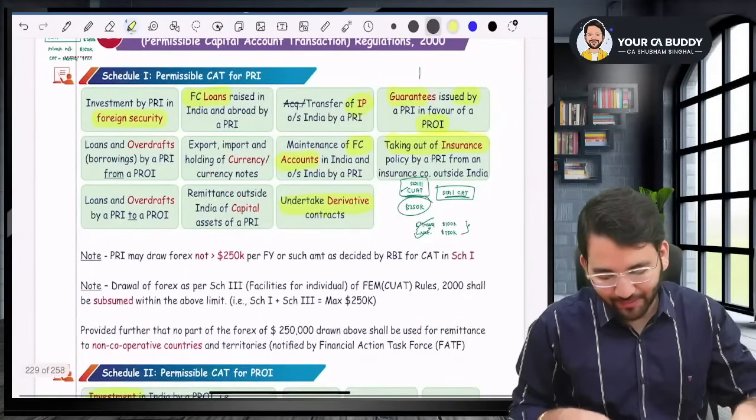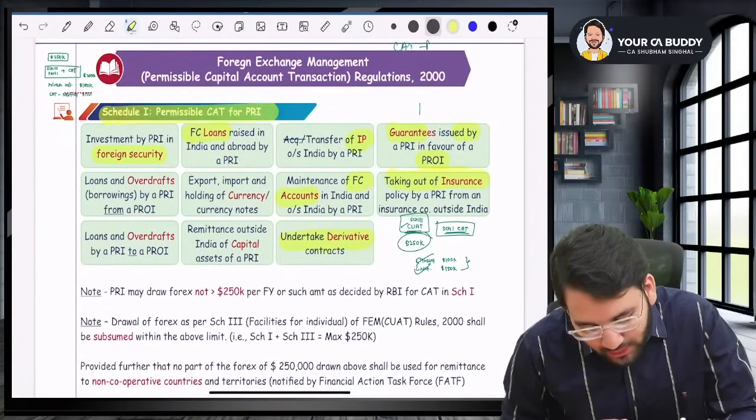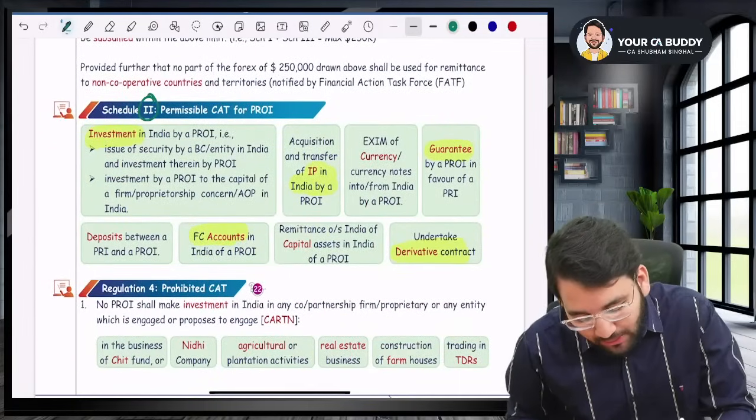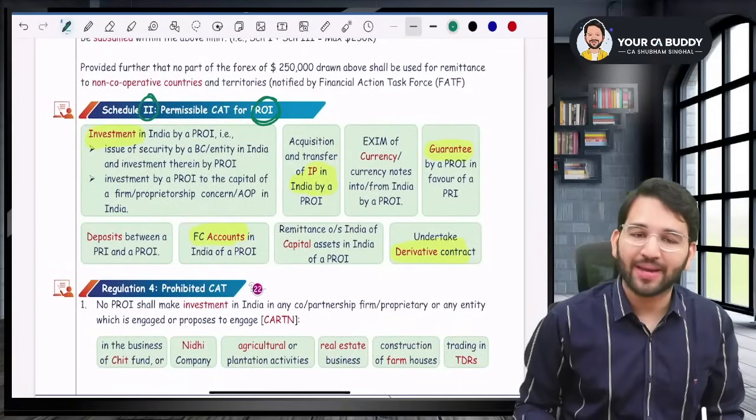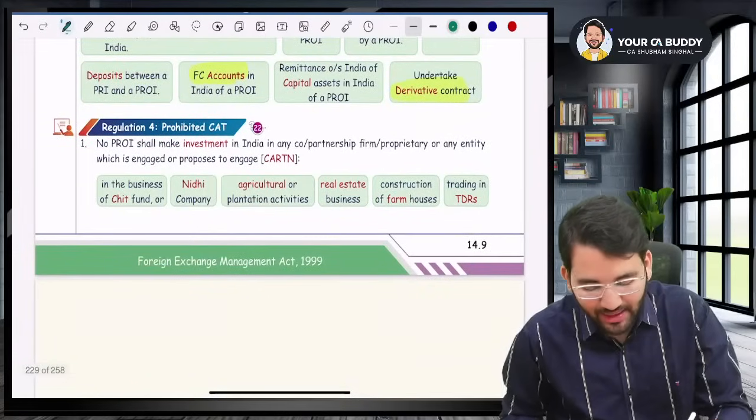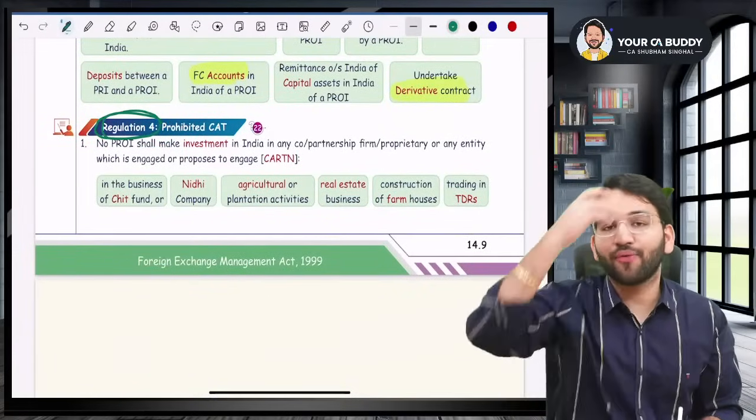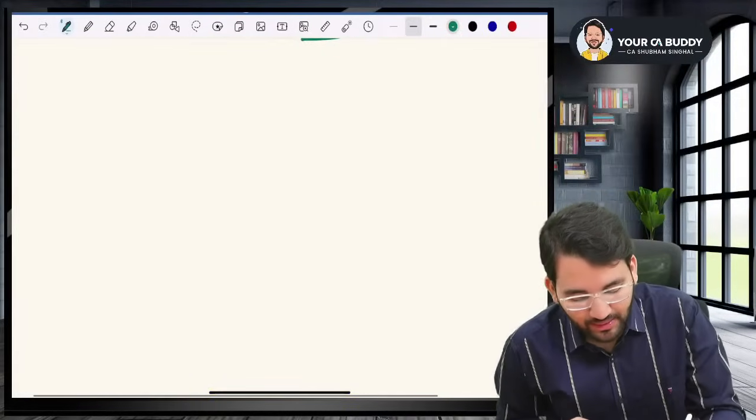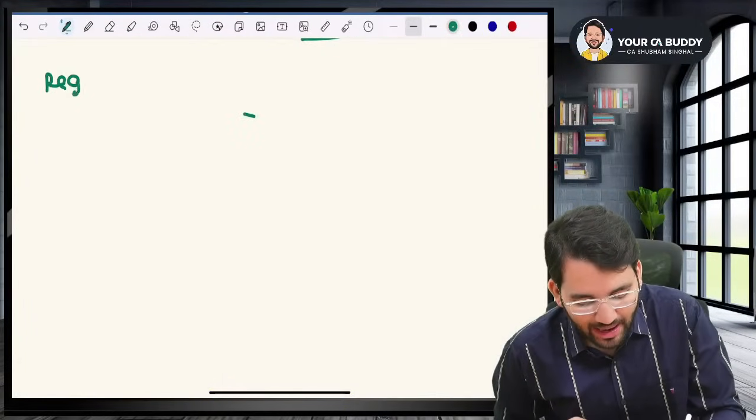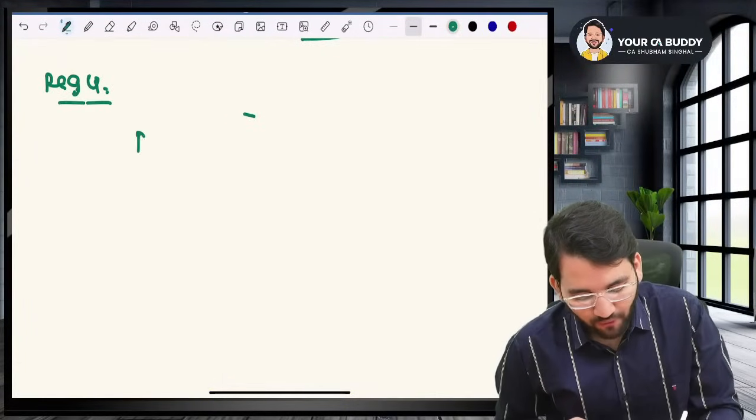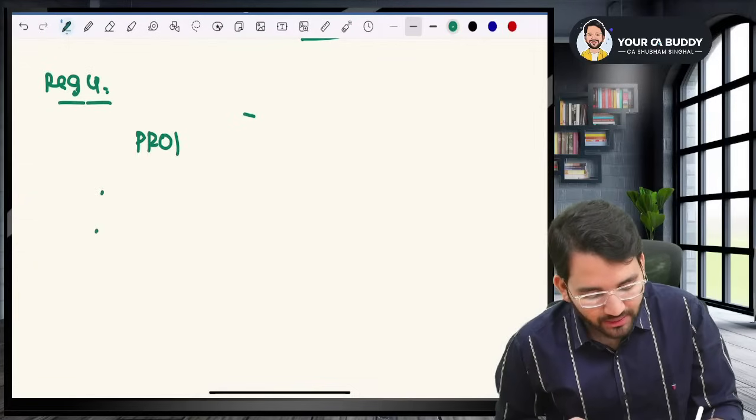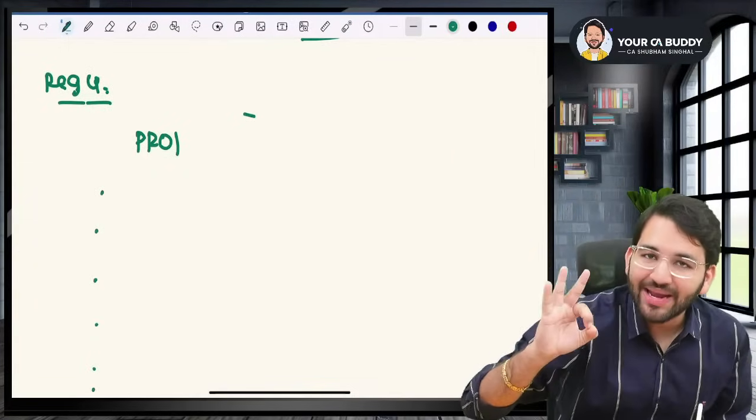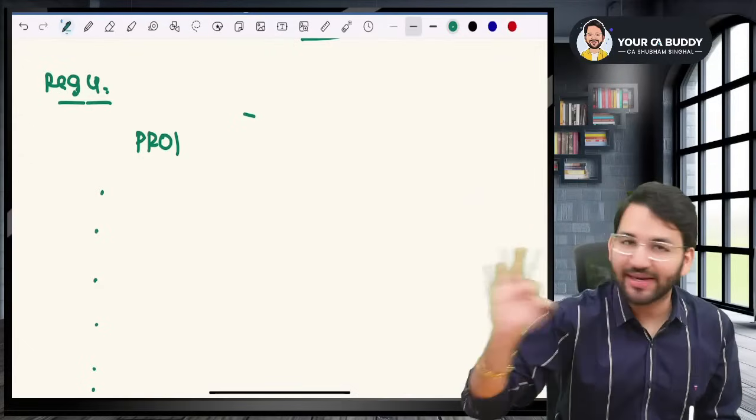Schedule 1 talks about transactions which are permissible for a PRI. Schedule 2 talks about transactions which are permissible for a PROI. But in this, there is a regulation 4, which talks about prohibition. Regulation 4 is very clear, and it says that for a PROI, there are certain transactions in India that we will never allow.